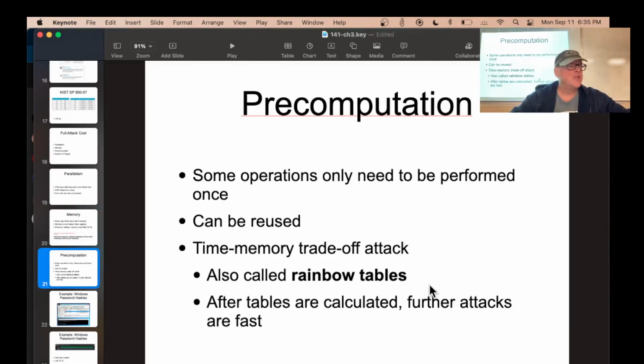This is the rainbow tables attack. If you can pre-compute some of the math, then maybe you can crack things a lot faster. And this was true of Windows password hashes before Windows XP. It was a huge problem. You could make a rainbow table of just a few gigabytes, put it in memory, and basically crack any password instantly by just looking at the pre-computed values. So this is called time-memory trade-off. You save time by using more memory.